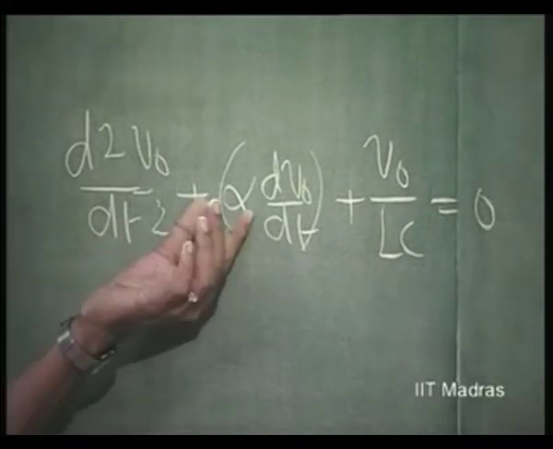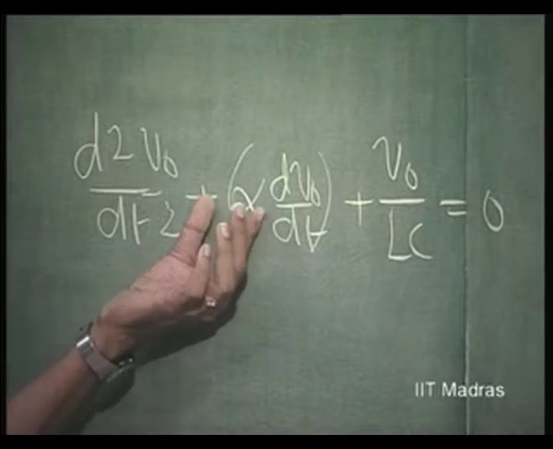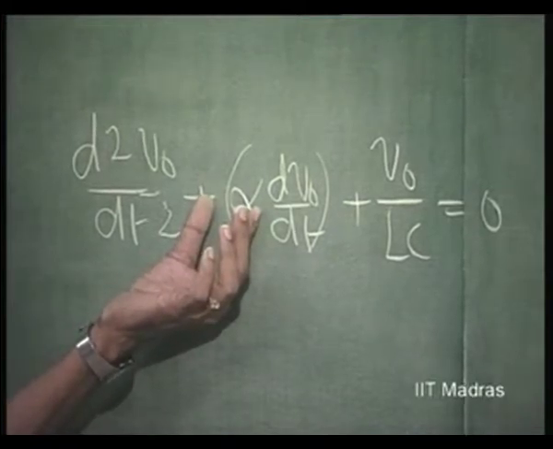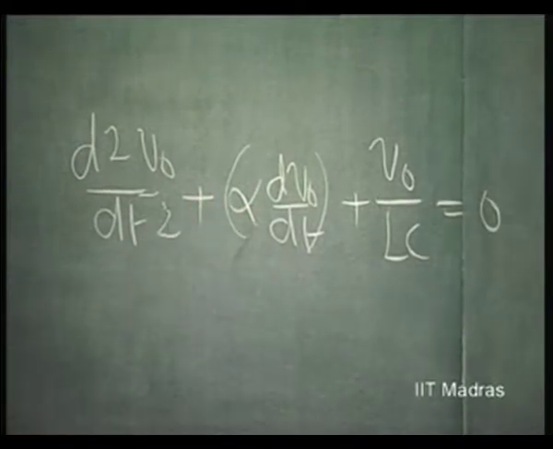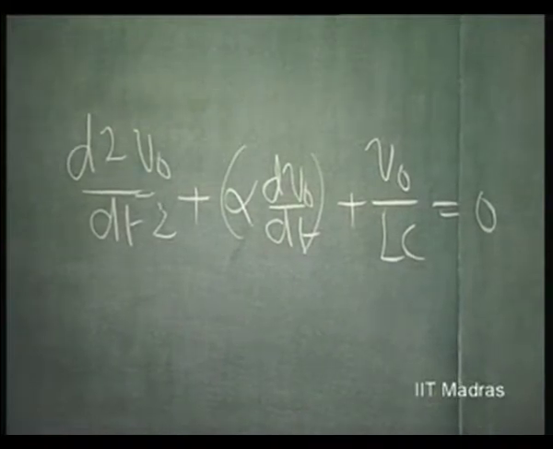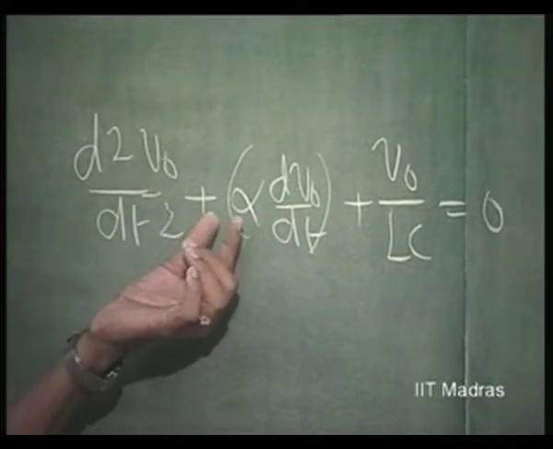So, if this is 0, then it is a harmonic oscillator. If this is negative, the poles will be lying on the right half of the S plane and the amplitude of oscillation will keep on growing. The growth is characterized by e to the power k times t, k being positive. This is what determines that.